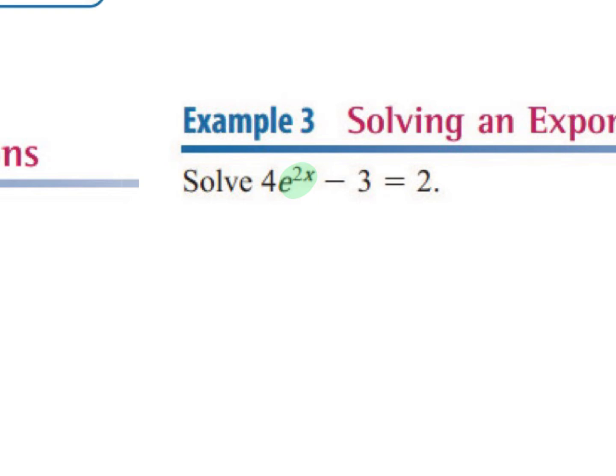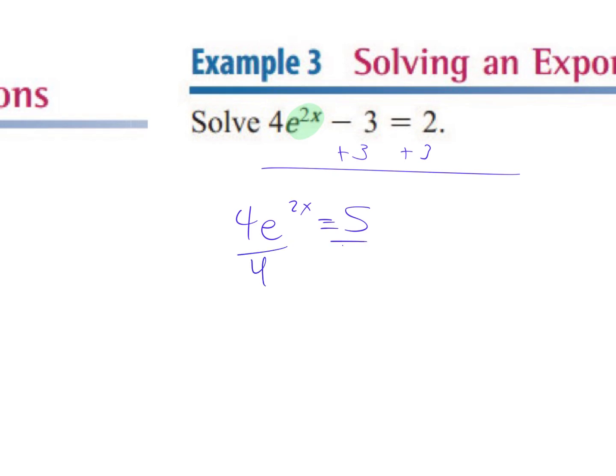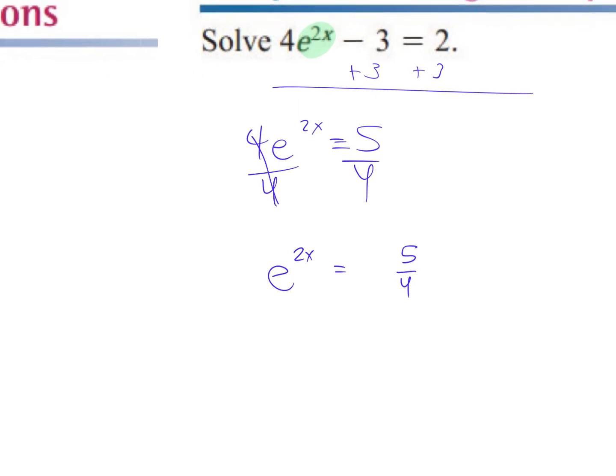Before I can do anything, though, what do I have to do first? I have to add 3 to both sides, right? Our normal, how we would solve any other equation. So I have 4 e to the 2x equals 2 plus 3 is what? Good. Now what? Divide by 4. Perfect. So I have e to the 2x equals 5/4. All right. There's nothing else I can do to get e by itself. It's totally solo.